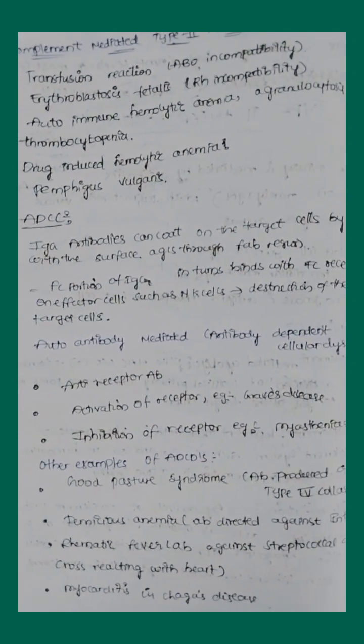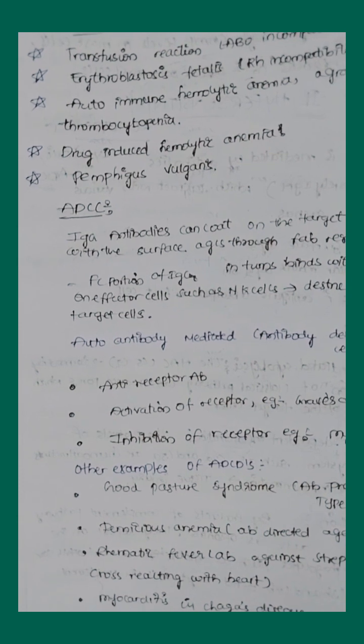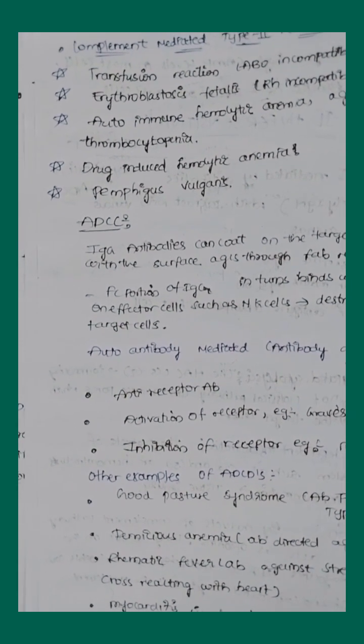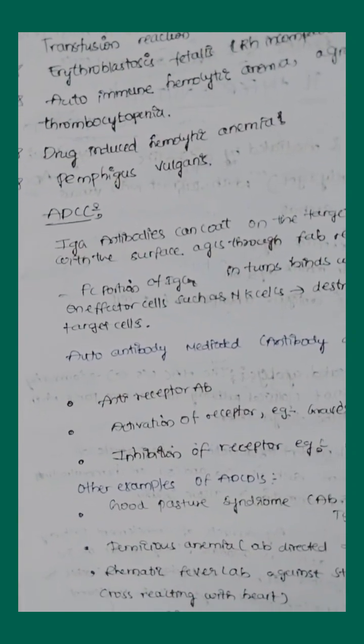Next, autoimmune hemolytic anemia, agranulocytopenia and thrombocytopenia. Drug induced hemolytic anemia, as we see with primaquine. Individuals taking primaquine can suffer from it; during malaria they will take primaquine, and prolonged use of primaquine will lead to hemolysis and subsequently hemolytic anemia. Pemphigus vulgaris: antibodies will be produced against desmosomes, and cell adherence will be affected by this. This is known as pemphigus vulgaris.